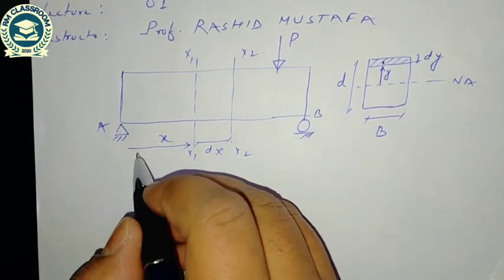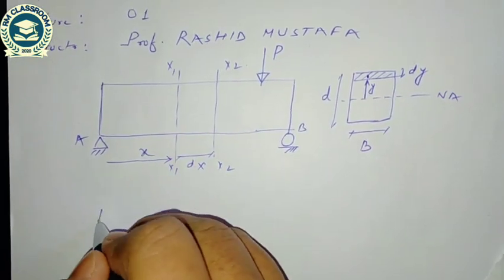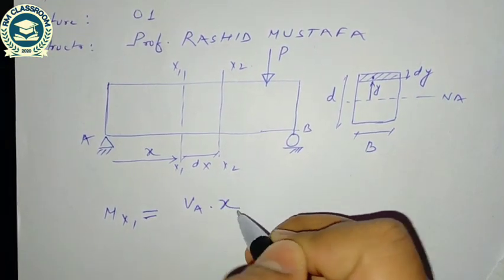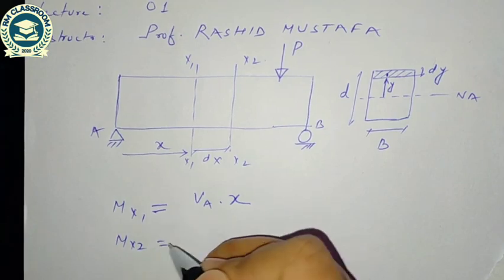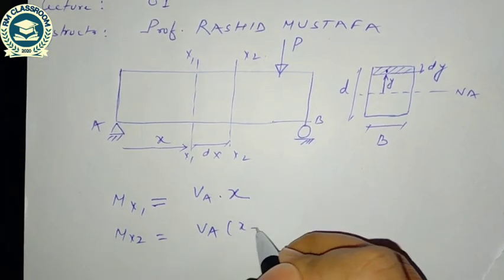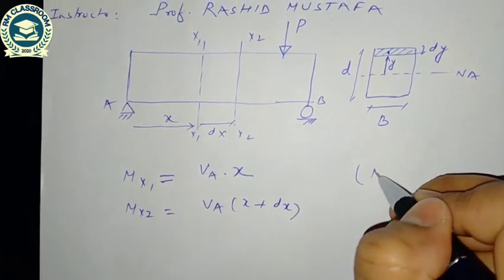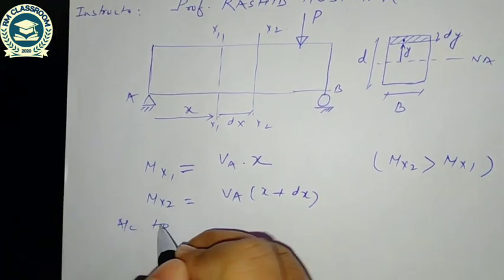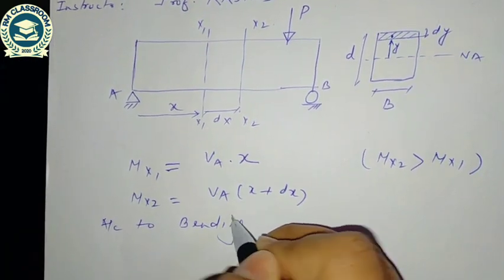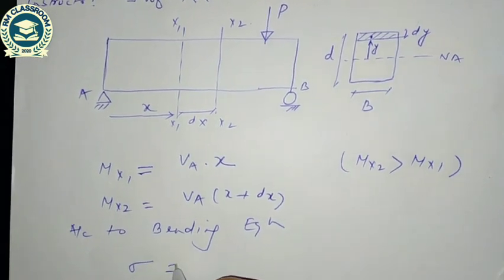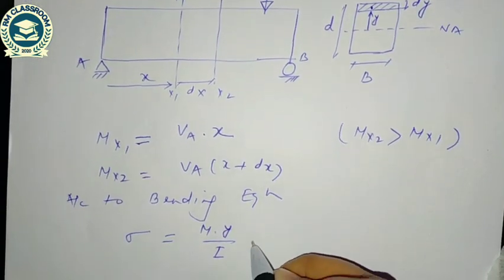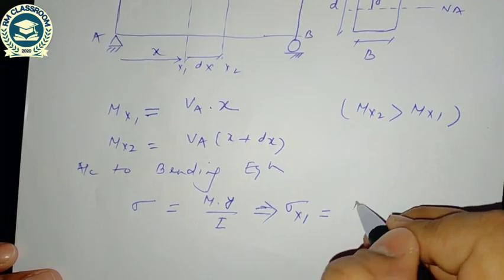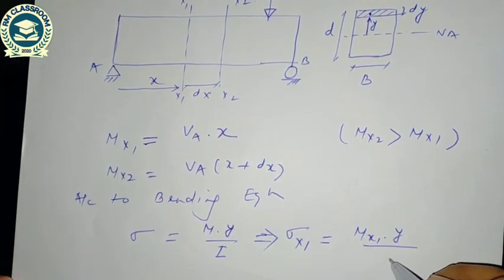So we can compute the moment at x1. M at x1 is Va into x, and M at x2 is Va into (x plus dx), where M at x2 is greater than M at x1. According to the bending equation, bending stress is equal to M into y by I. So we can write the bending stress at x1, sigma x1, is M x1 into y divided by I.